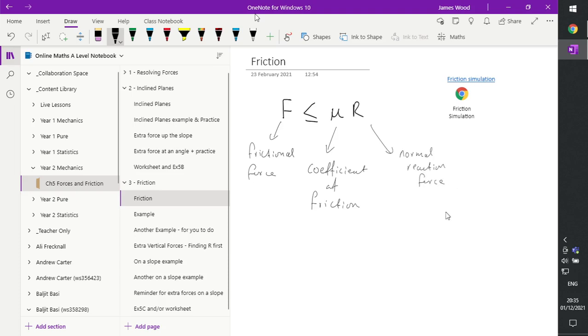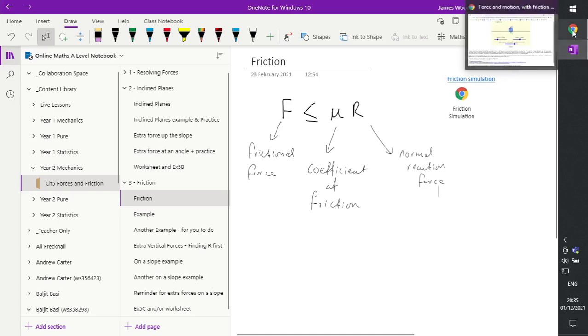Okay, so we can model friction using this equation, where mu just depends on the materials involved. And it's not just a value for each material, because friction depends on the two different materials that are interacting. Now, the reason why it's always less than or equal to mu R, I'm going to explain now.